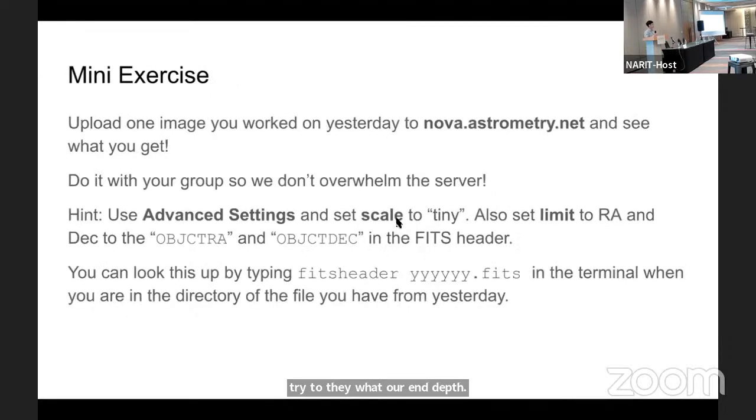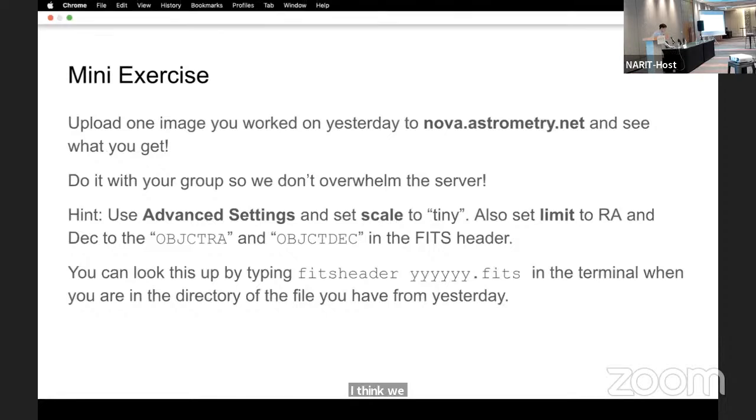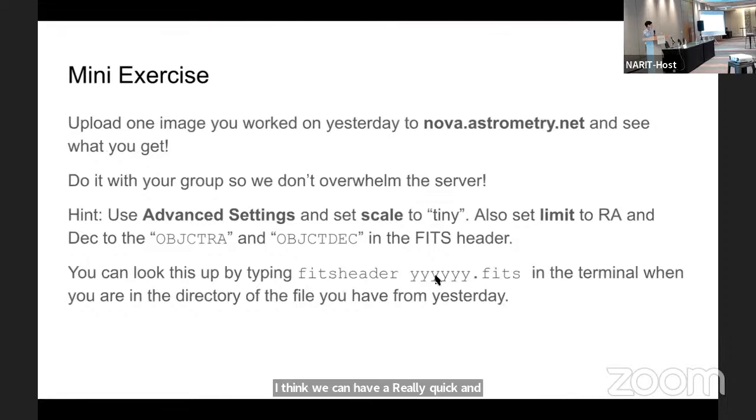I think we can have a really quick and brief break. Don't know how brief this is going to be, but this is a mini exercise. So what I want you to do is maybe work with your group, because we don't want to crash their server. But if you go to nova.astrometry.net and try to upload the image that you worked on yesterday, just one band, and try to see what the results are.